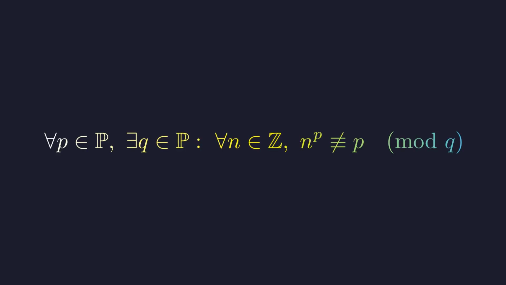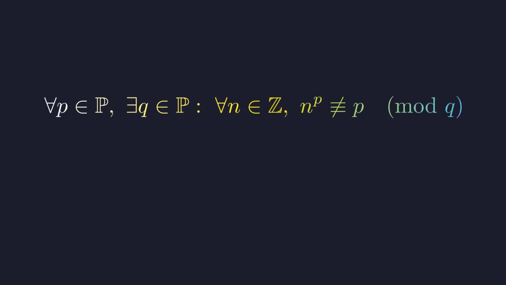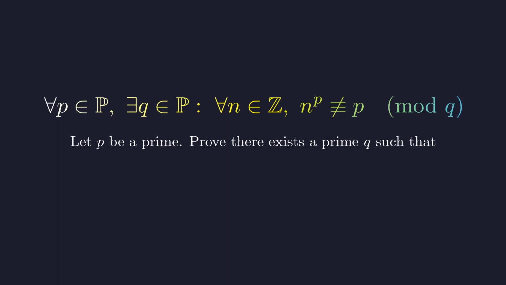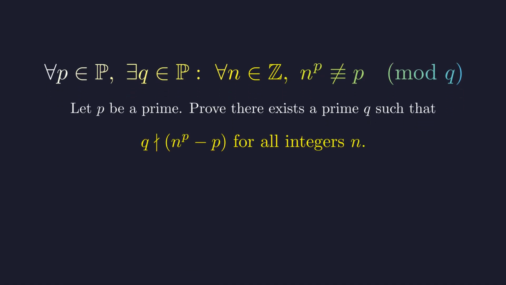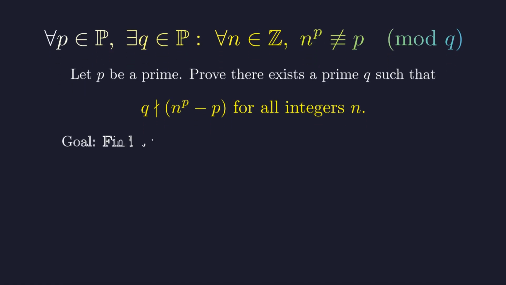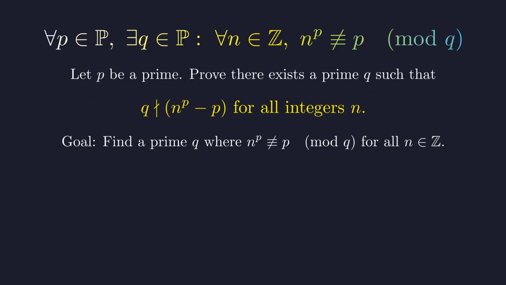Here is a beautiful problem from the International Mathematical Olympiad shortlist. For any prime number p, we need to prove that we can find another prime q with a special property. No matter what integer n we choose, the number n to the power of p minus p will never be divisible by q. Let's rephrase this using modular arithmetic. We are looking for a prime q where the congruence n to the p is congruent to p has no solution.